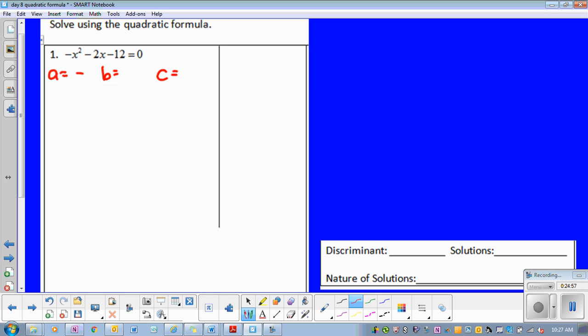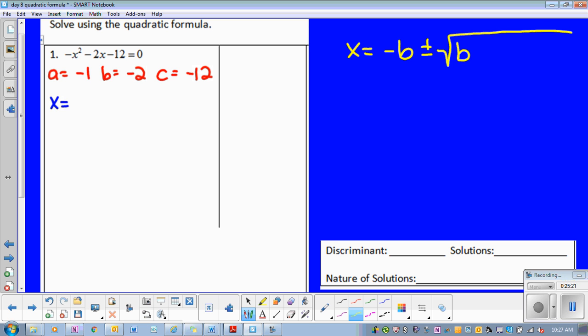Good, -1. What is B? And C. Good job. All right. So I'm going to plug this in. X equals opposite. Do you need me to write this formula again? Yes. Yeah. So X equals opposite B plus or minus the square root of B squared minus 4AC all over 2A.